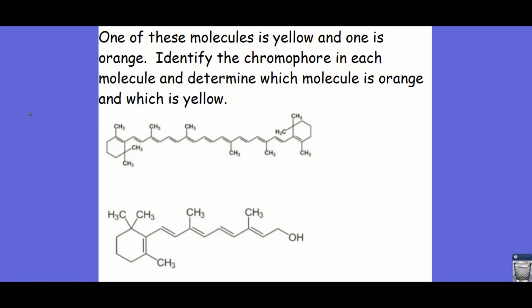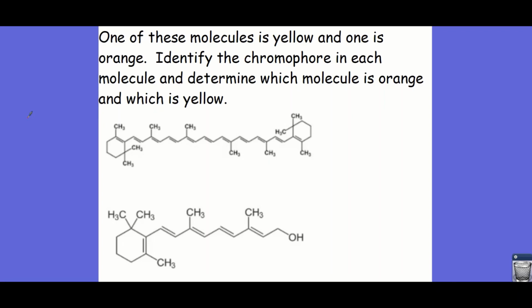So I want to leave you today by looking at this question. So we've got 2 molecules here. One is orange and one is yellow. First thing I want you to do is identify the chromophore in each, and then try to determine which molecule is orange and which is yellow. So you can pause here, have a wee think about that, or just keep going and I'll explain it.